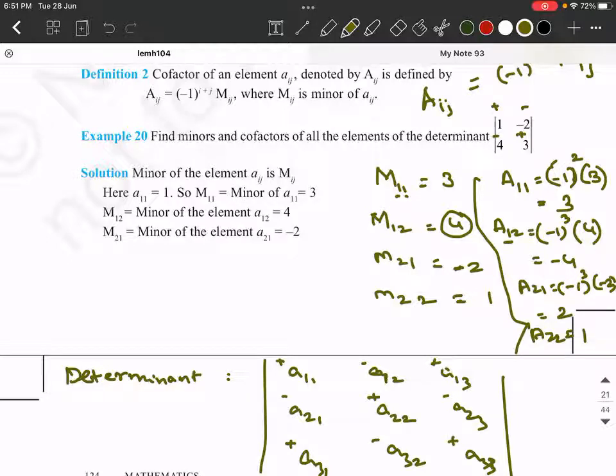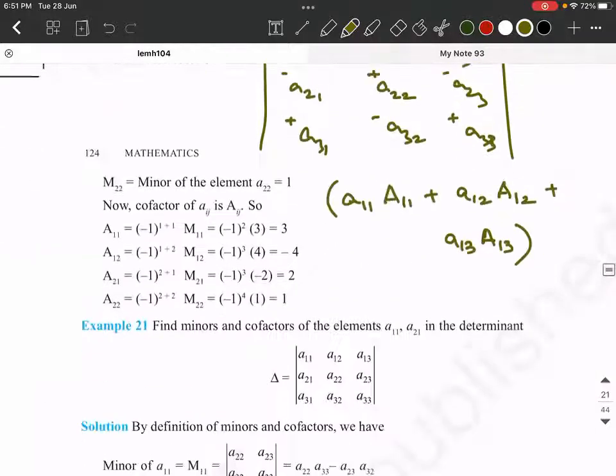Then what will you get? So the cofactor of 1 is 3. The cofactor of -2 is -4. The cofactor of -4 is +2. The cofactor of 3 is 1. So you can write it faster. Is it clear? So now did you understand the exact definition of what a determinant means?